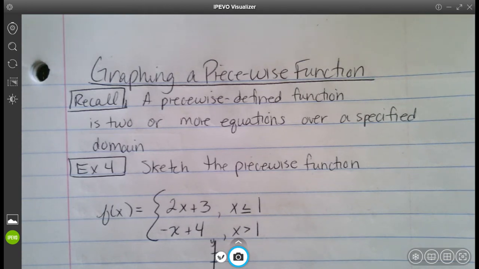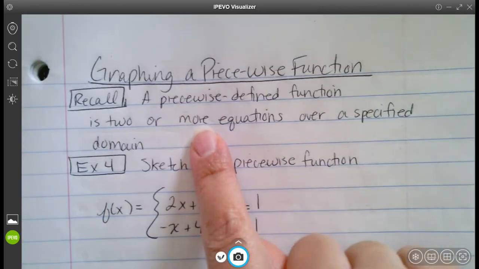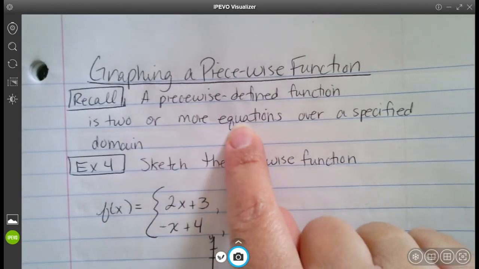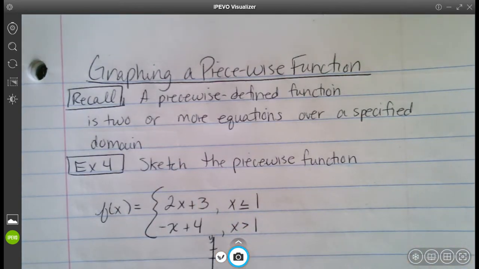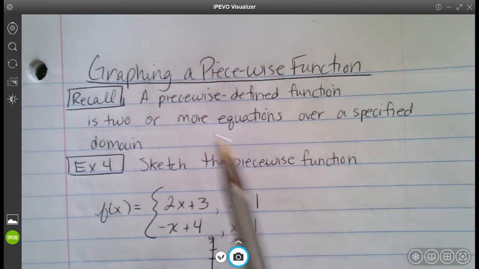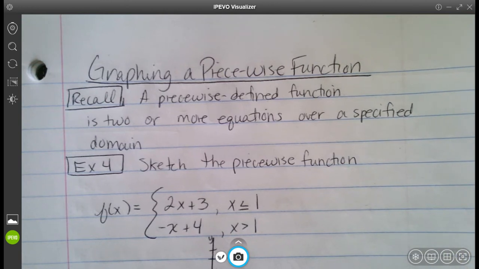But I'm gonna show you how to graph a piecewise function. It's not exactly a parent, but it is kind of important for some of the stuff that's coming up. So recall that a piecewise defined function is two or more equations over a specified domain. I believe we did see maybe one or two something similar to this in the past, but I'm going to show you how to actually graph it, and I'm also going to show you how to use your calculator to graph it. That way you can check your work, okay?